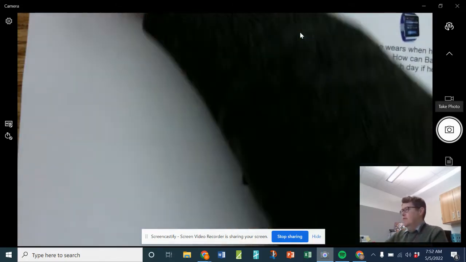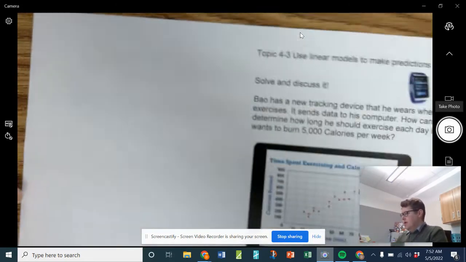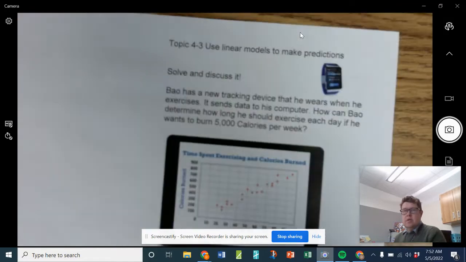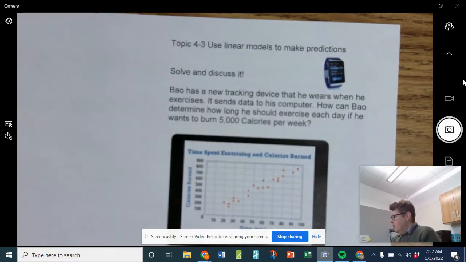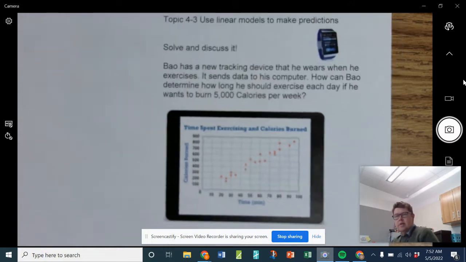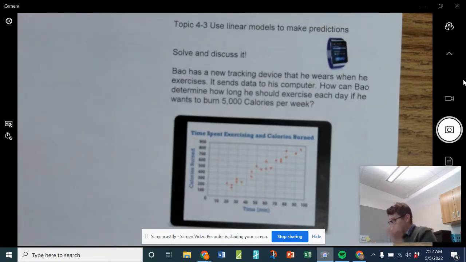Yes, we've got 4-3, which is through chapter 4. So we've got 4-4 and 4-5 of this. But this is kind of our last official lesson on scatter plots and trend lines.